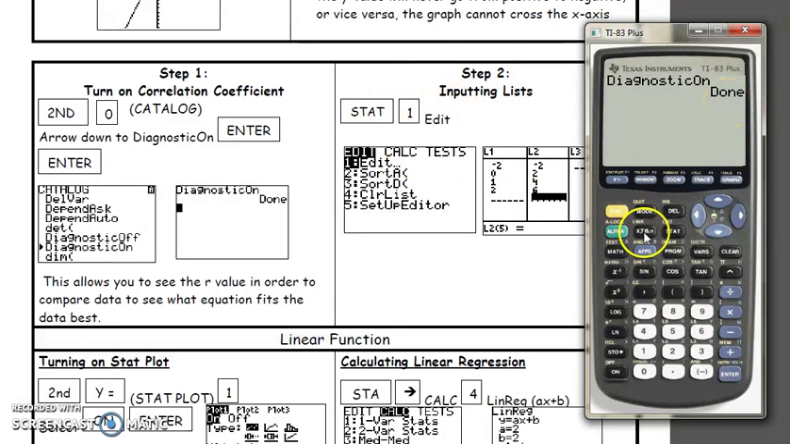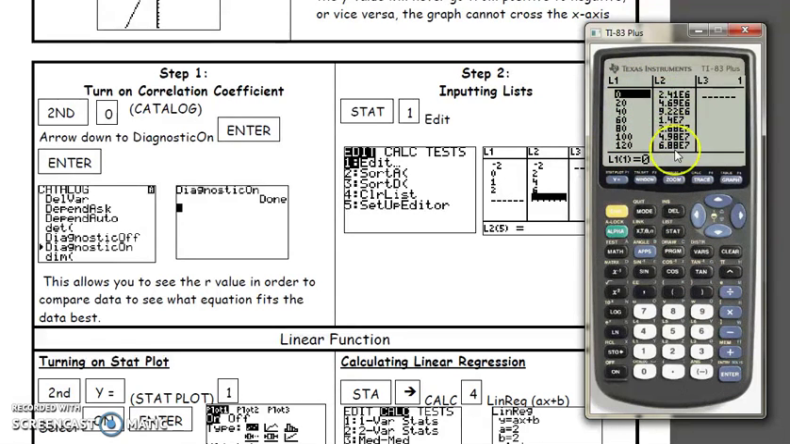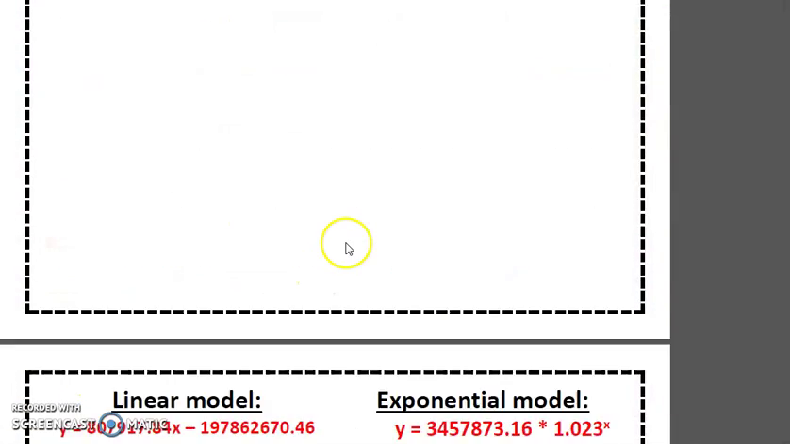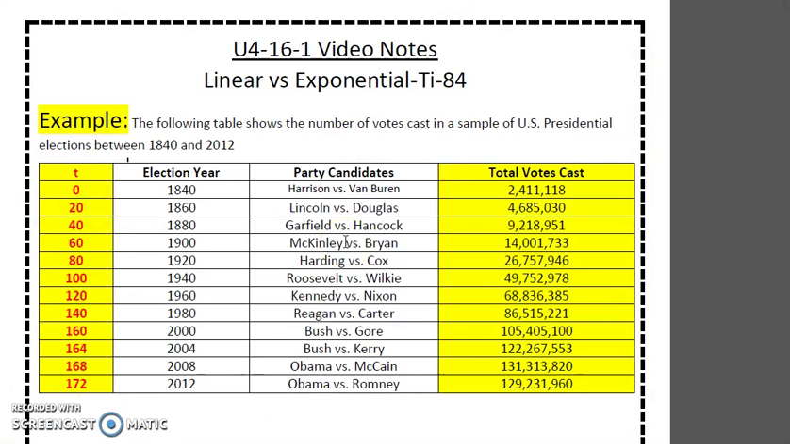So we know how to input lists. We hit our stat and then we hit enter. And the data that I have in my calculator is this data right here. It is the table that shows the number of votes cast in the sample U.S. presidential elections between 1840 and 2012. So the T is the years since the first election, in 1840, that was recorded for this data anyway. And then 172 is how many years it was from 1840. So T is our time since 1840. And then our total votes cast is in this column right here.